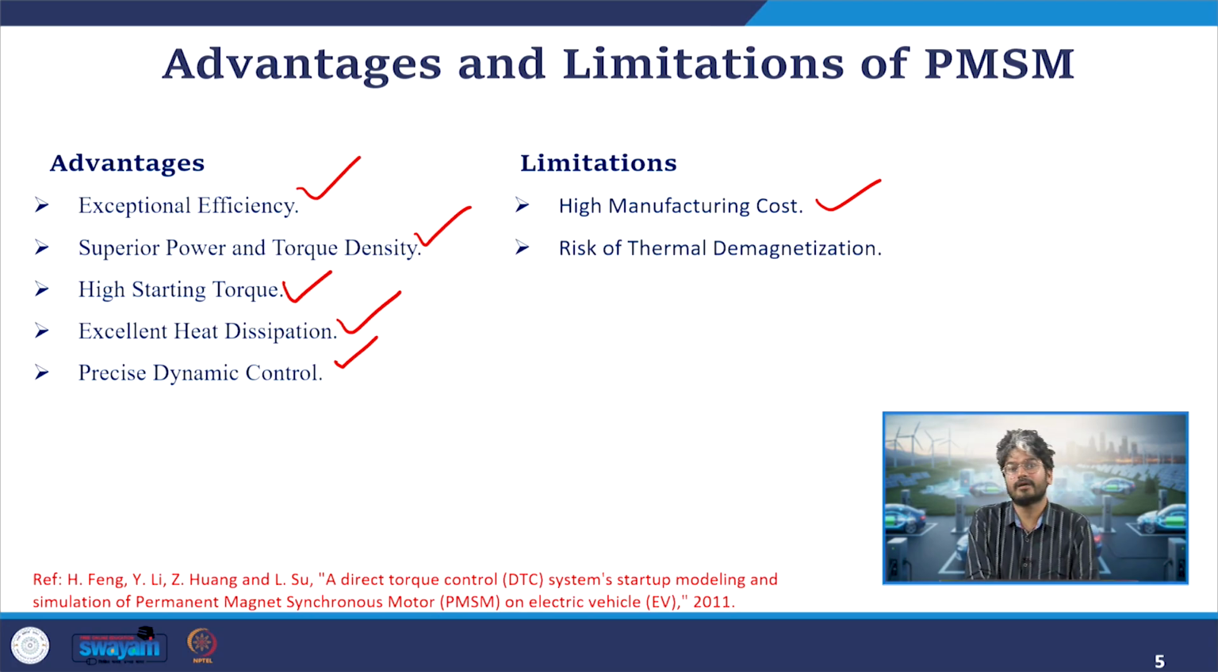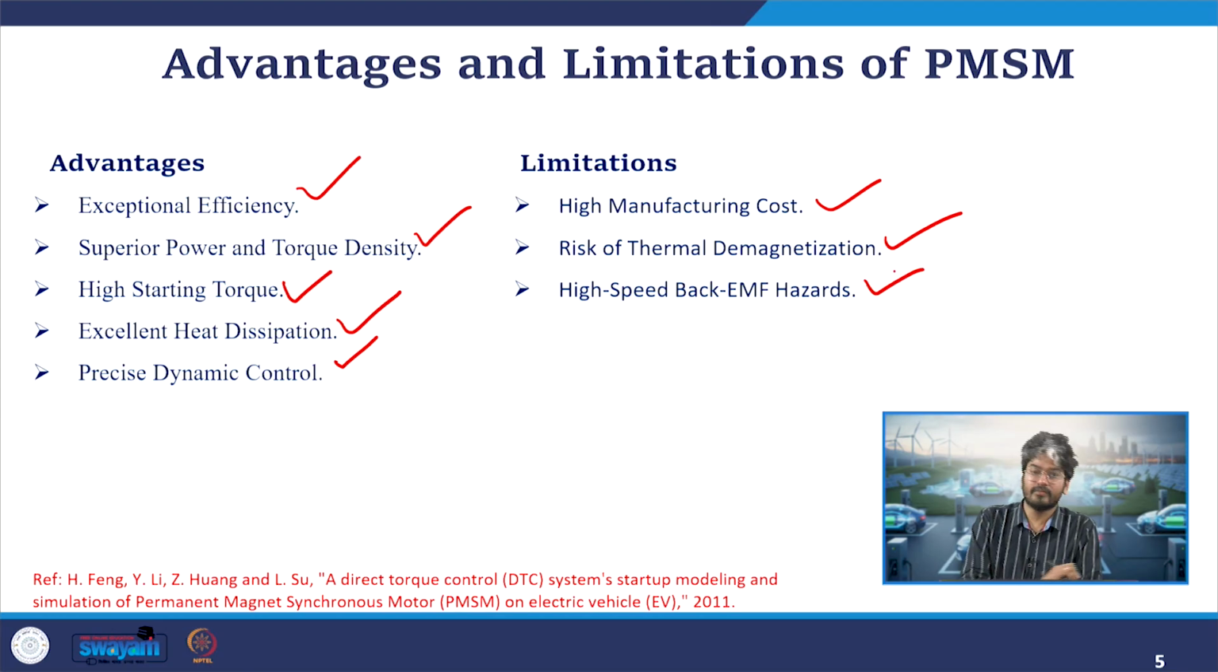Risk of thermal demagnetization. We have seen that the permanent magnet can be demagnetized because of various factors, while we were initially discussing the permanent magnet. That risk is present because we have a permanent magnet on the rotor circuit. High speed back EMF hazard. During high speed operation we will be slightly demagnetizing the rotor circuit, so that can produce some type of long term effects on the permanent magnet.